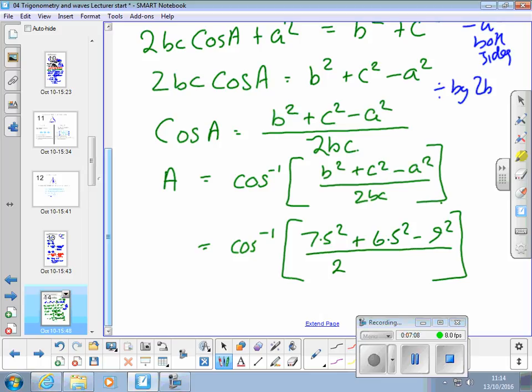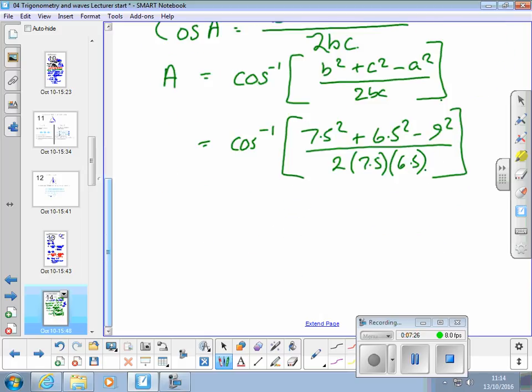2 times B, 7.5, times C, which was 6.5. Push the buttons.